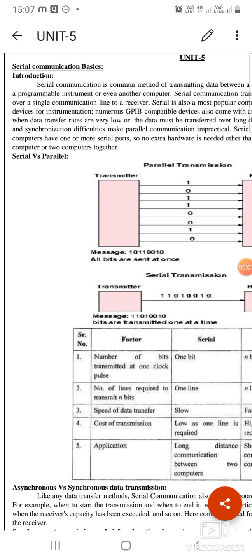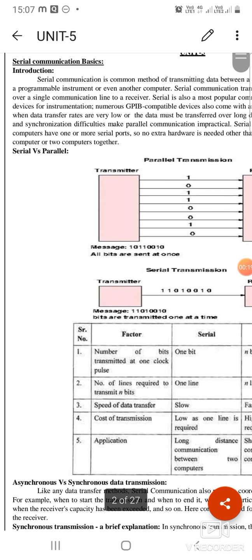Everyone. Today we'll see the basics of serial communication. Serial communication is one of the common methods for transmitting data between devices like a computer and a printer. Serial communication is a single line communication over which the data is transferred. Only one bit of information is transmitted over the serial data line.